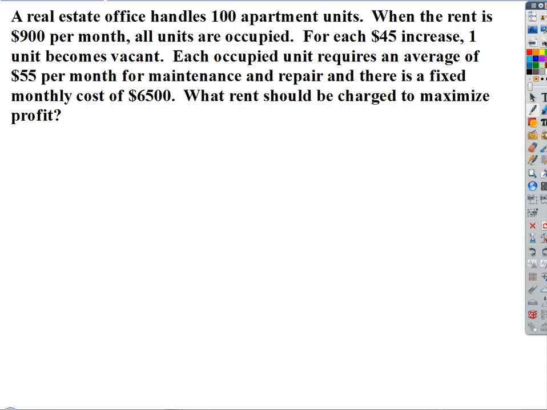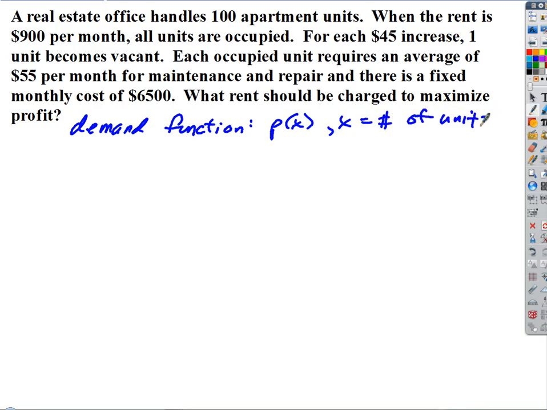Okay, there's another function you got to be familiar with too. This is called the demand function. Lowercase p. Lowercase p is like the price per unit, and it's called the demand function. It's a function of x, where x is the number of units sold.